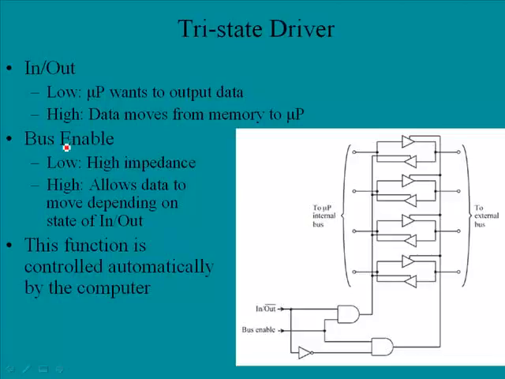Now then we have the bus enable right here. If it's low, notice the low comes in here, both of these AND gates will be disabled, and that will create a high impedance state, and that's where data isn't going anywhere. We're just stopped. The high allows data to move depending on the state of the in or out not. So if you have a high here, it'll enable either input or output, but that will depend upon what we have on this input here. So this function is controlled automatically by the computer. You don't need to go in and try to adjust this. This is just an automatic function.